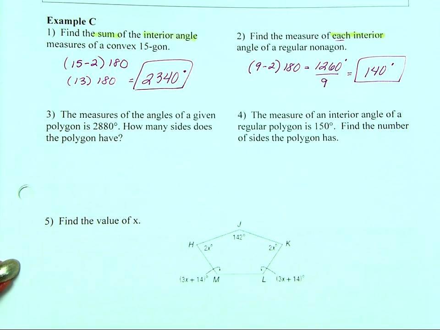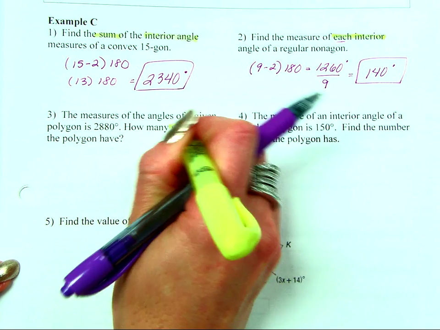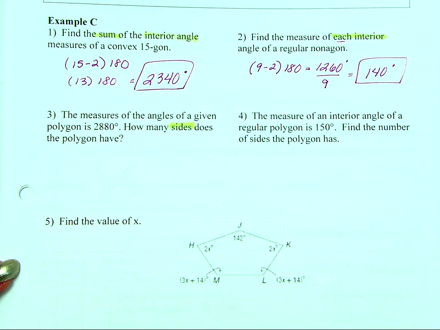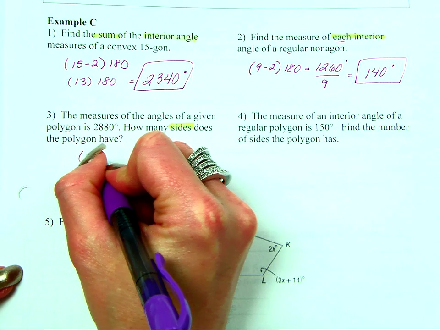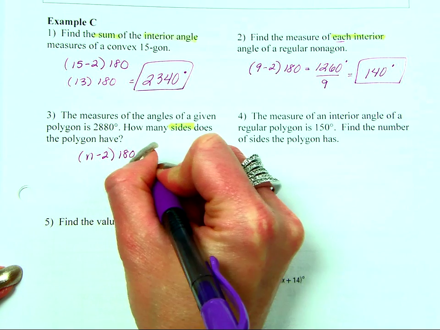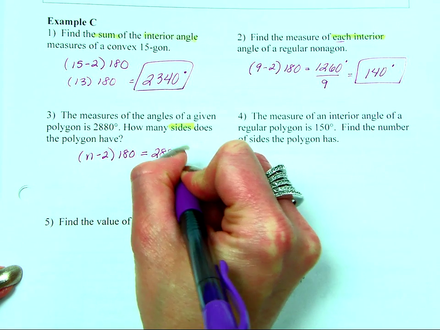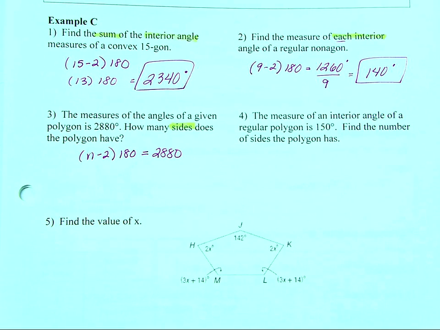Number 3, it tells me that the measure of the angles of a given polygon is 2,880 degrees. I'm wondering how many sides my polygon has. So 2,880 degrees is my total. That's kind of like my answer, where had I used my formula, that's what I would get as my answer. There's a couple ways that you could look at solving this equation. If we solve for n, we would have our number of sides.